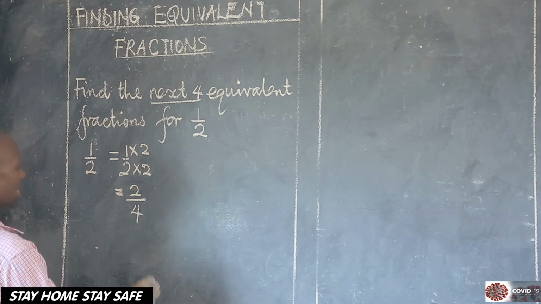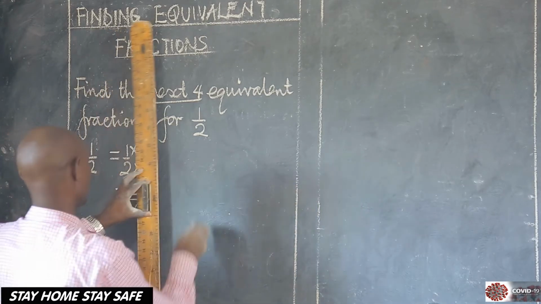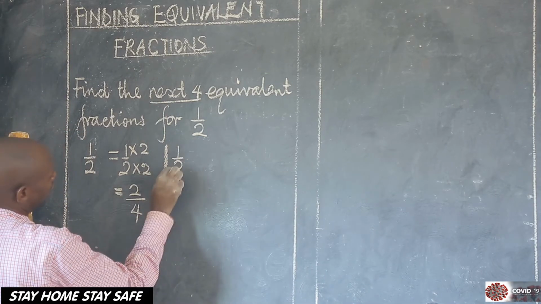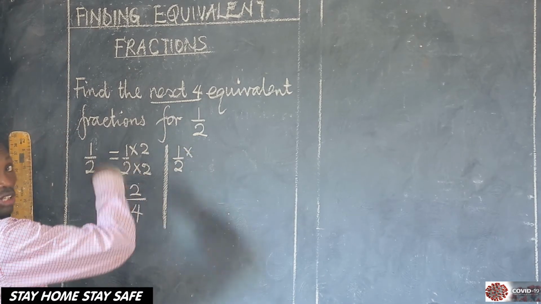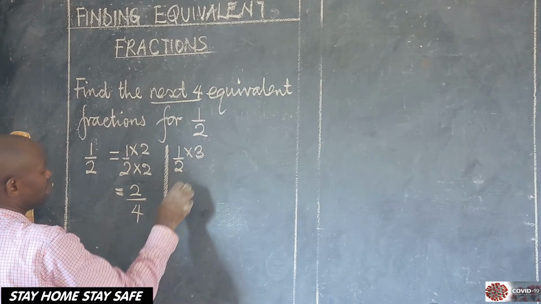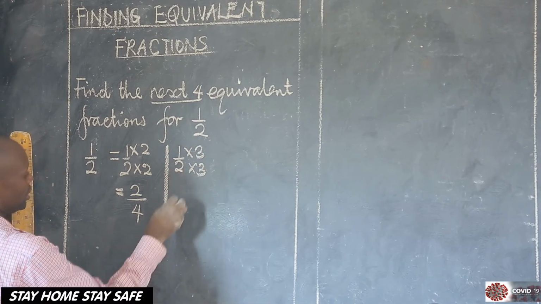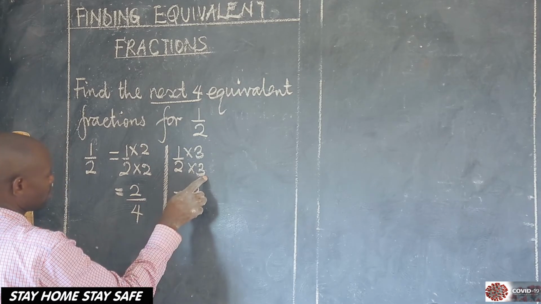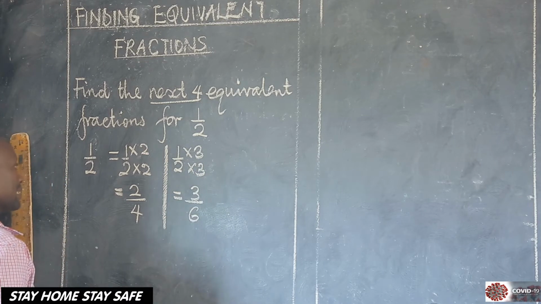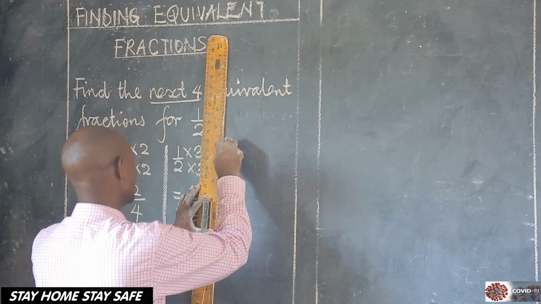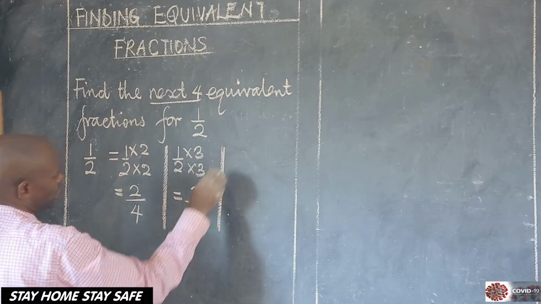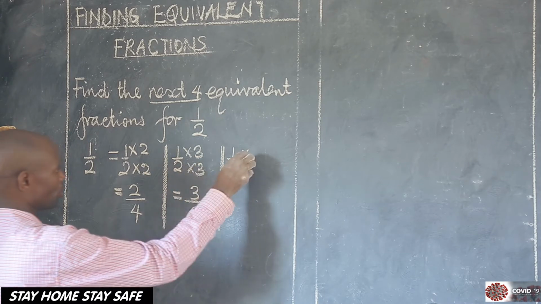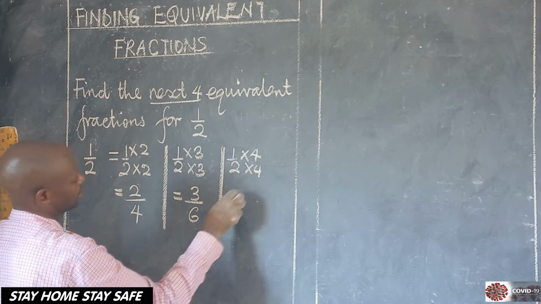If I want to get the next equivalent fraction, then I'm going to get a half times, from 2, you go to the next counting number, which is 3. So times 3 over 3. And this one is going to give you 1 times 3, 3. 2 times 3, that is 6. So we get 3 out of 6. If you want to get the next equivalent fraction, you get again a half, you multiply by, from 3, now we go to 4, times 4 over 4.